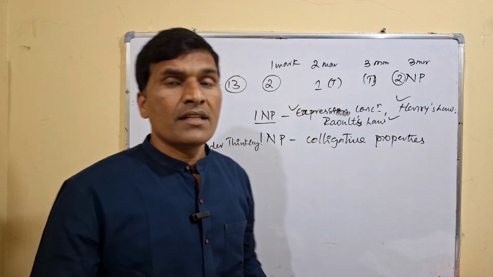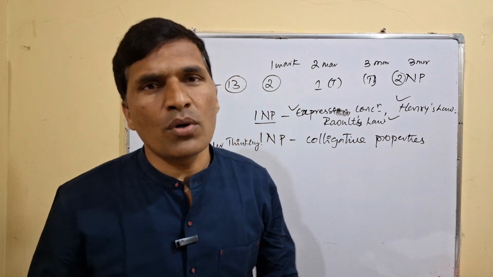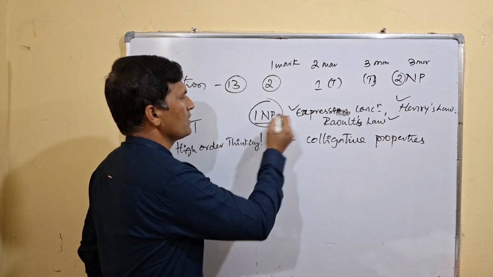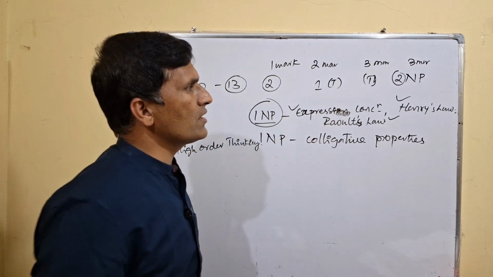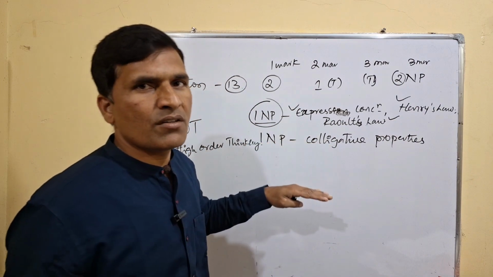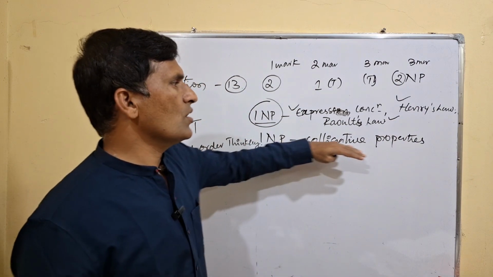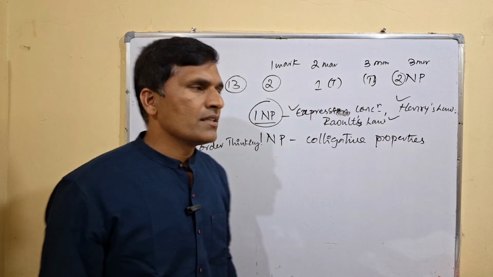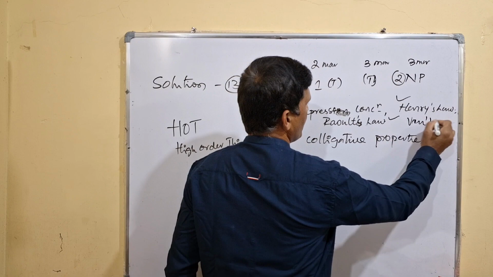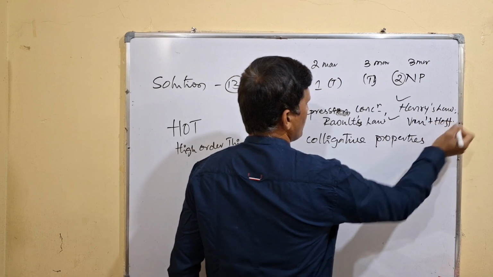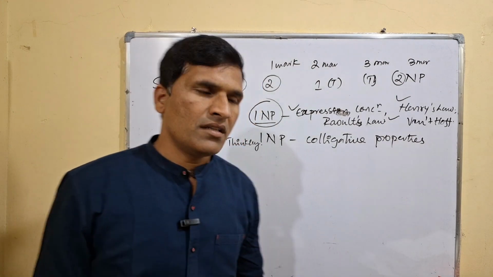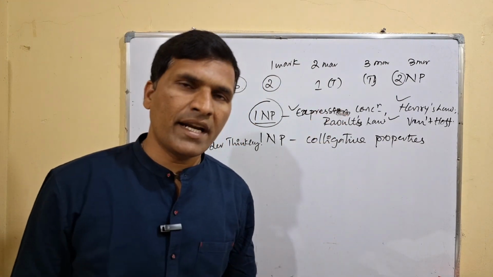Here I am expecting to take 20 problems. Of those, 10 problems I will cover from expression of concentration, Henry's law and Raoult's law, and another 10 problems I will take from previous year questions on colligative properties, including the van't Hoff factor. That is also one of the important ones. The van't Hoff factor also comes under colligative properties, and there is a possibility of a question arriving on that topic.